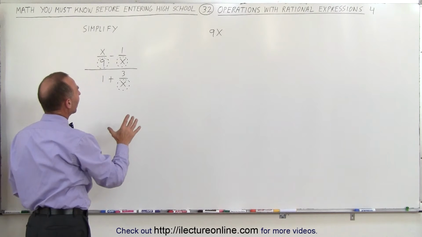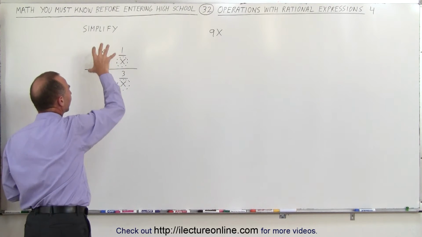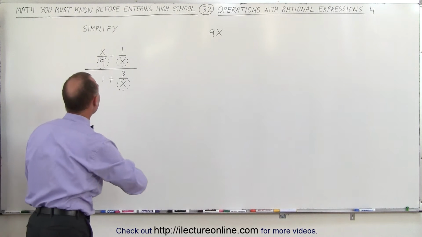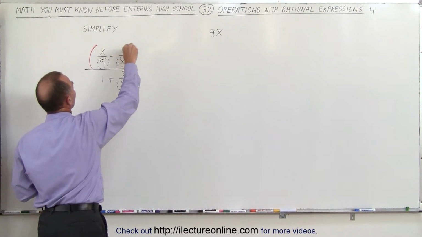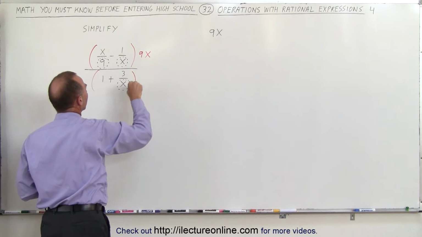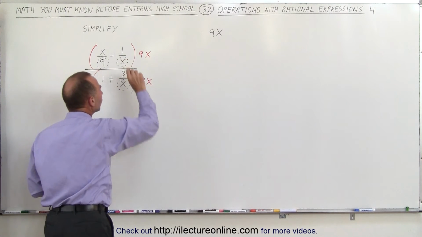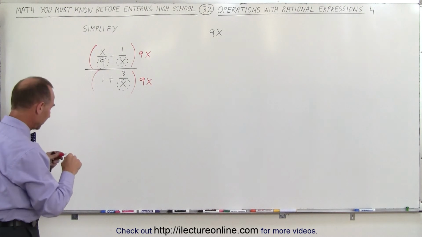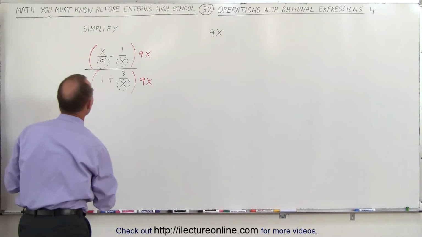We're going to multiply the numerator and the denominator by that lowest common factor. So using a red pen, we're going to multiply the numerator by 9x, and we're going to multiply the denominator by 9x. And by doing so, you will eliminate all of the fractions in the numerator and the denominator. All right, let's do that and see what we get.